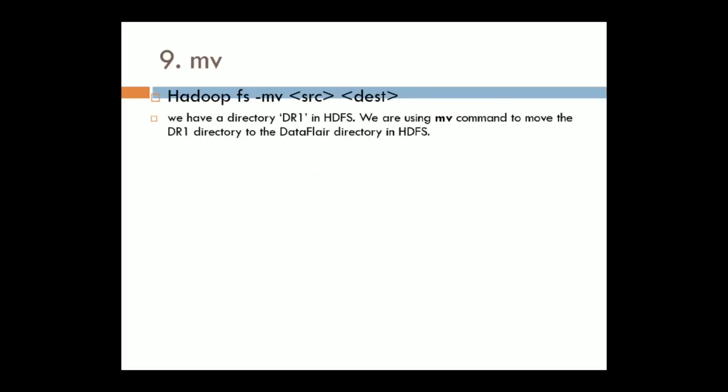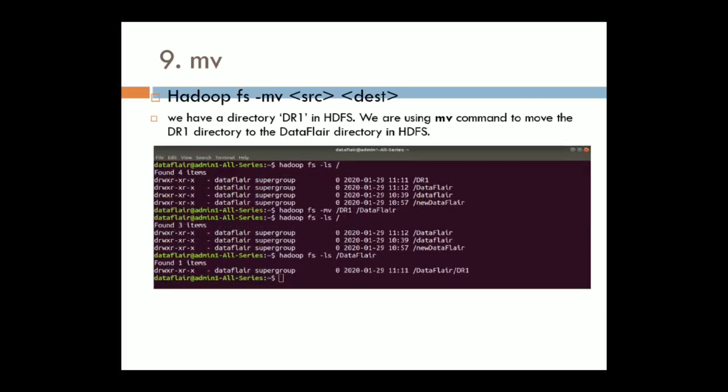Now the mv command. mv stands for moving the source to the destination. We have a directory, say dir1, in HDFS. We are using the mv command to move the dir1 directory to the dataflare directory in HDFS. Both are done in the HDFS file system only. Moving is possible in one way. Hope you understood the question. We have a dir1 directory and I want to move that directory into dataflare. Now please see how it is working.